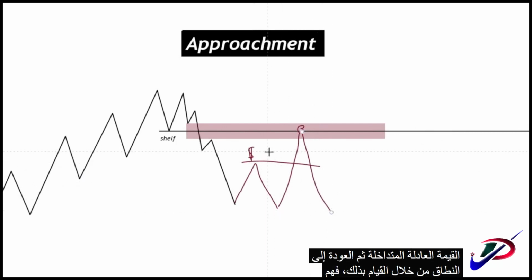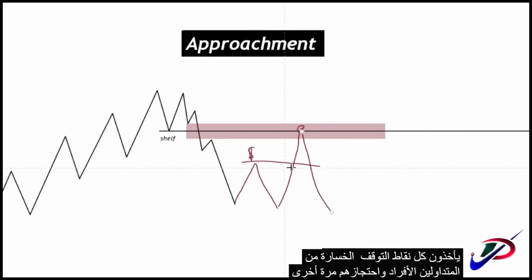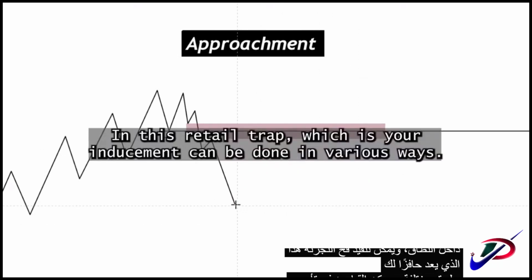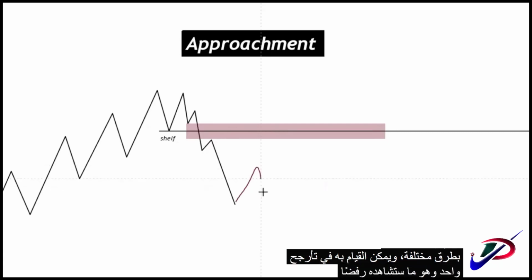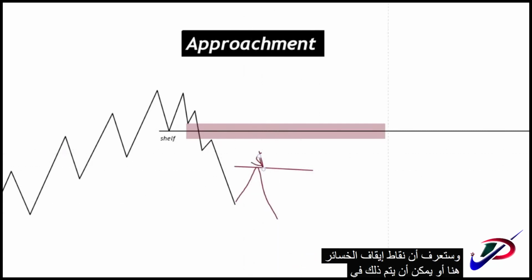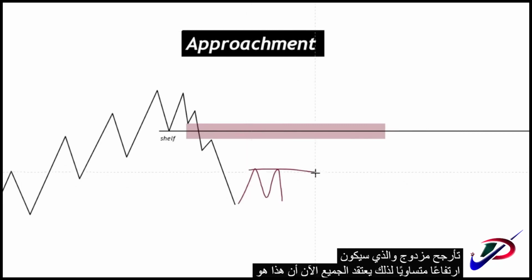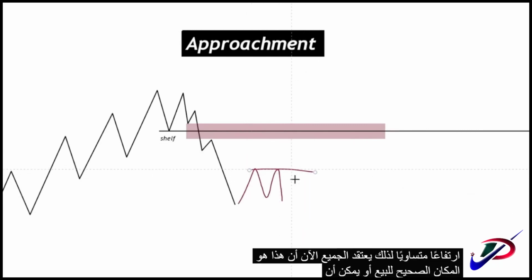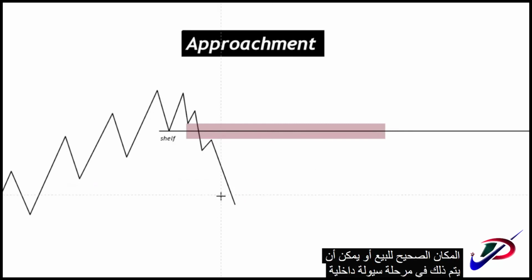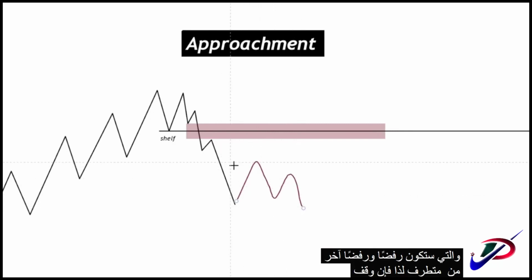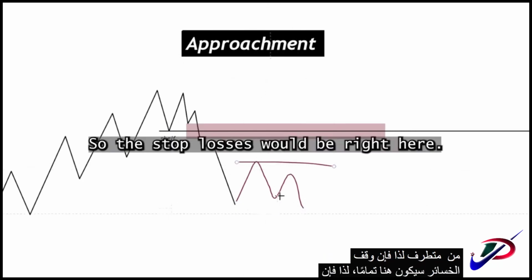By doing this, they're taking out all the stop losses from the retail traders and trapping them back inside of the range. And this retail trap, which is your inducement, could be done in various ways. It could be done in a single swing, which you'd see a rejection and you would know that the stop losses are right here, or it could be done in a double swing, which would be an equal high. So now everybody thinks this is the correct place to sell at, or it could be done in an internal liquidity phase, which would be a rejection and another rejection from an extreme. So the stop losses would be right here.